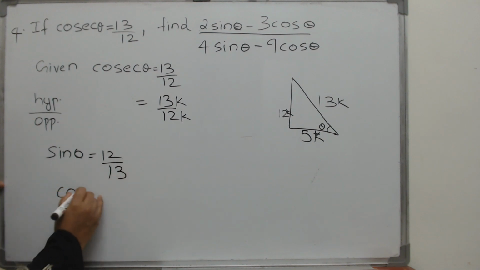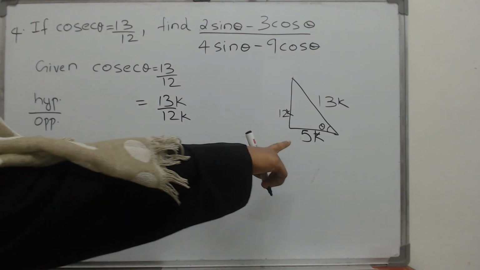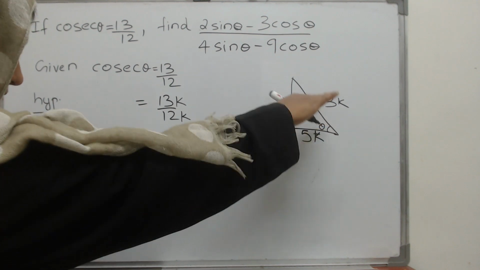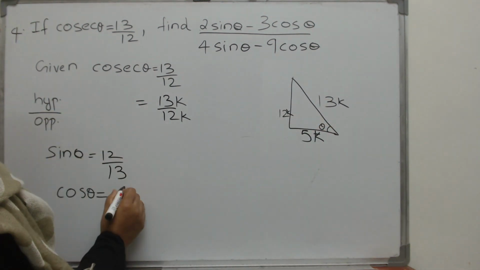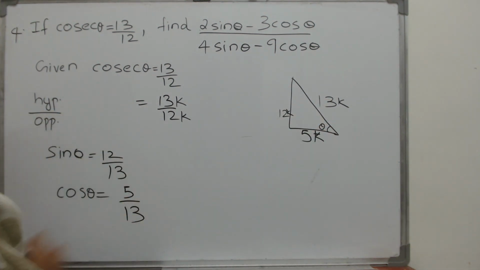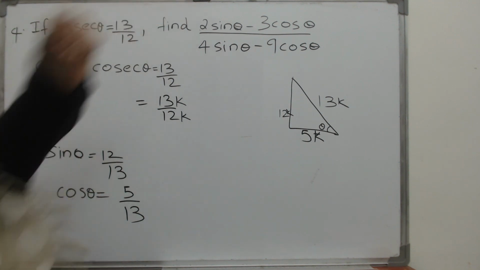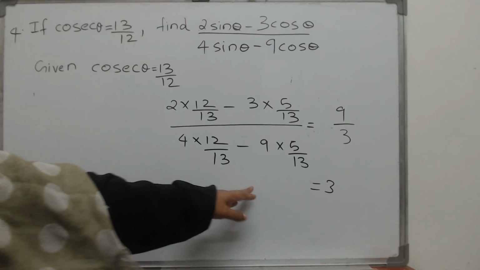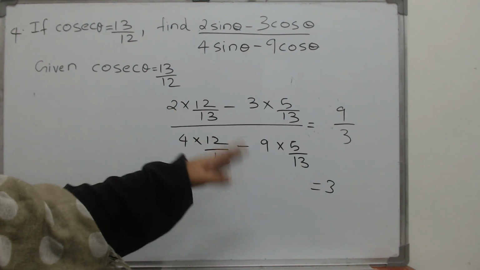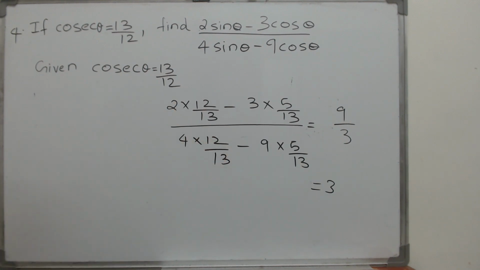And what is your cos theta? Your cos theta you have seen here. This is your theta, right? So that is what? Your adjacent side by your hypotenuse. Now apply this and get the answer. And here, once you apply all the values, the answer is 3.